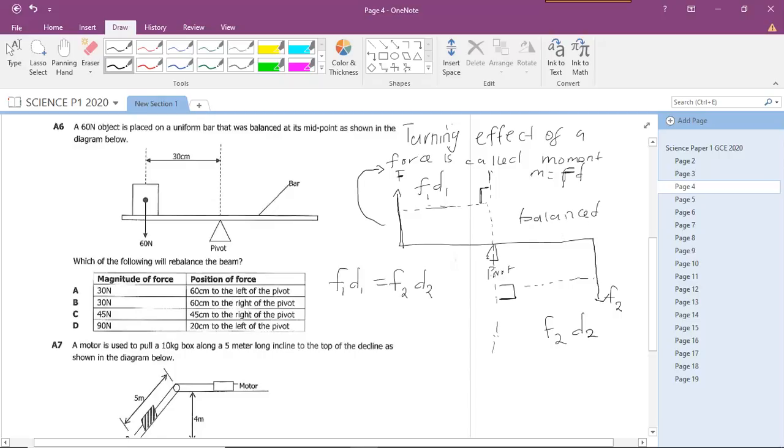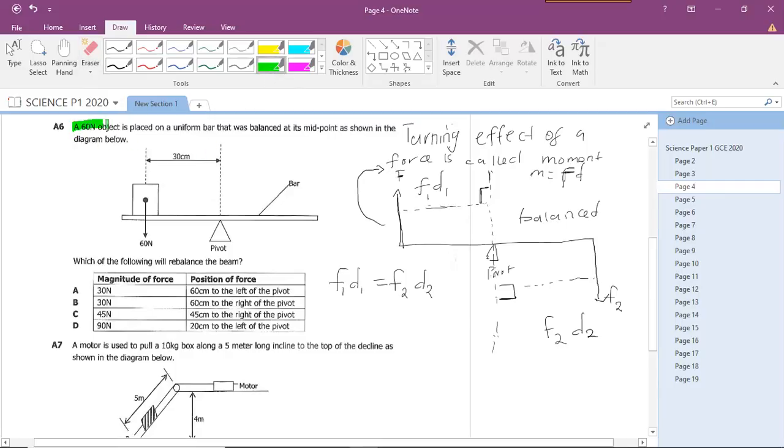And this principle is known as the principle of moments for objects that are balanced. The sum of clockwise moments has to be equivalent to the sum of anti-clockwise moments. So let's look at this diagram here. Let's now read the question.